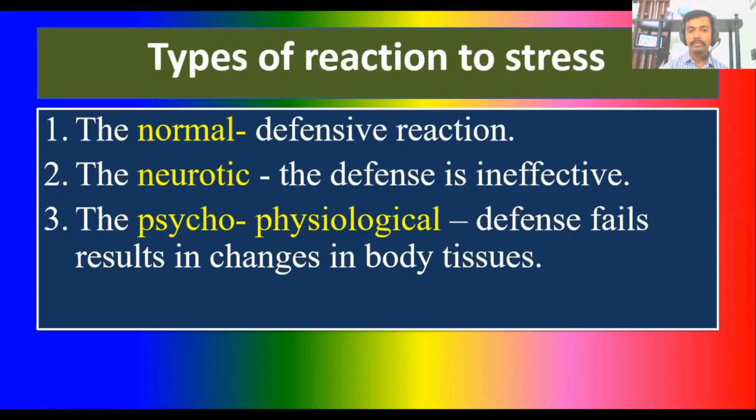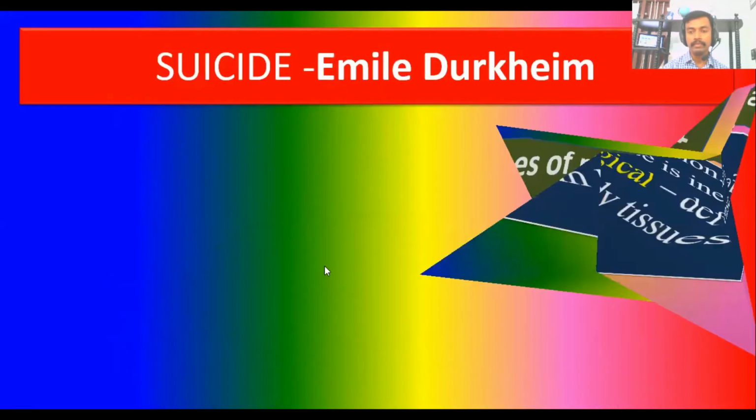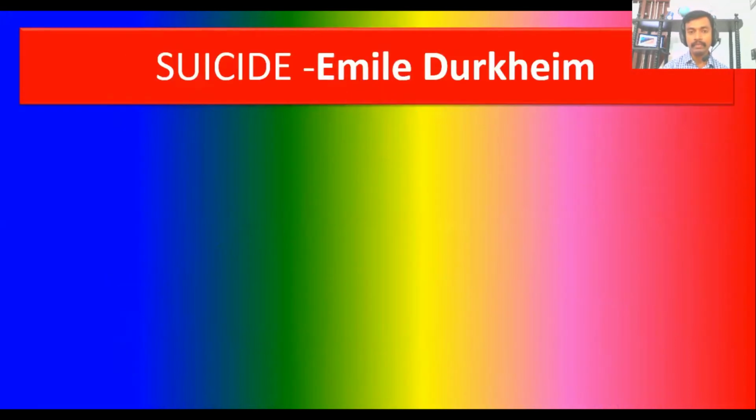So these are three types of reaction. Normal is the defense reaction. Okay, everyone should defend against stress for healthy living. Then suicide.